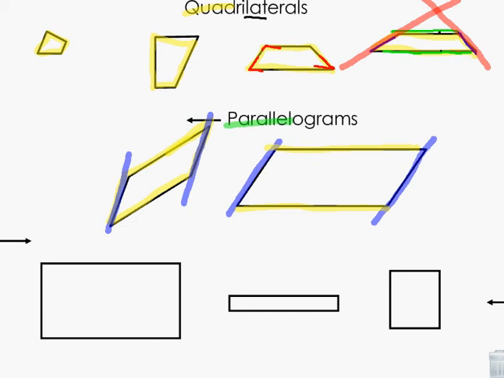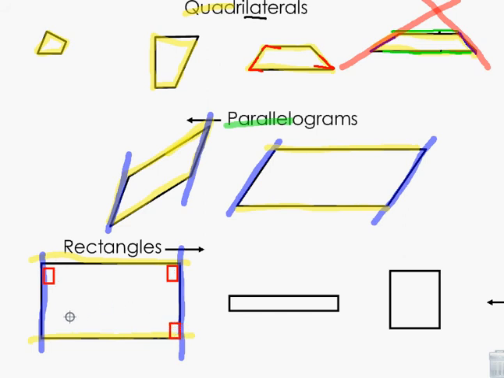Now, there are some very special types of parallelograms, and those are called rectangles. Rectangles are quadrilaterals because they have four sides, just like every shape on this page. They're also parallelograms because just like in the traditional parallelograms, rectangles have opposite sides that are parallel. Rectangles are even more special though because rectangles have four square corners.